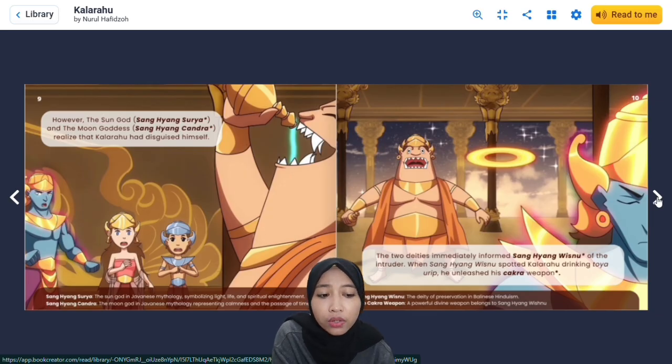So, Sanghyang Vishnu here is the deity of preservation in Balinese Hinduism. He is like the highest gods. Meanwhile, the chakra weapon here is a powerful divine weapon that belongs to Sanghyang Vishnu.